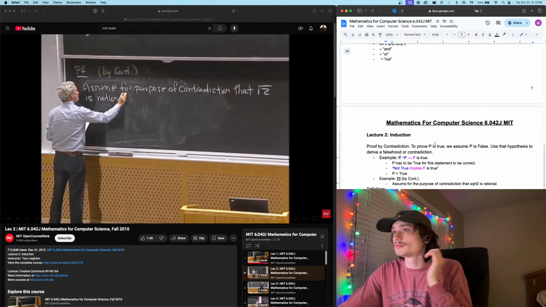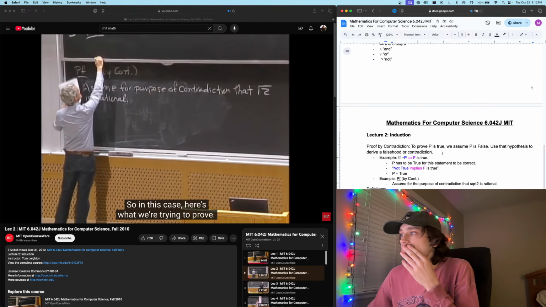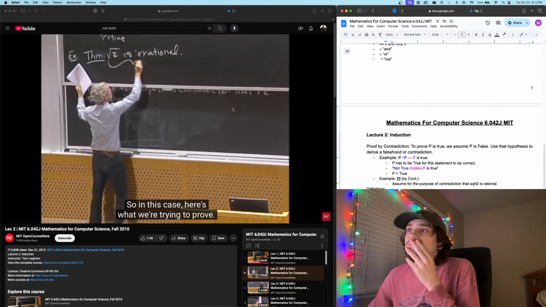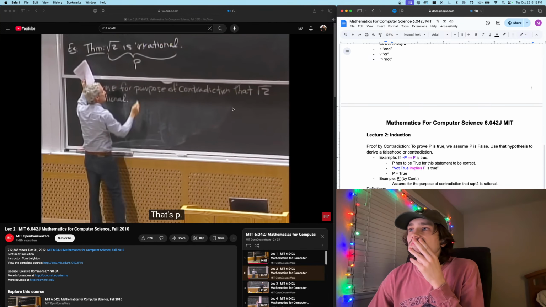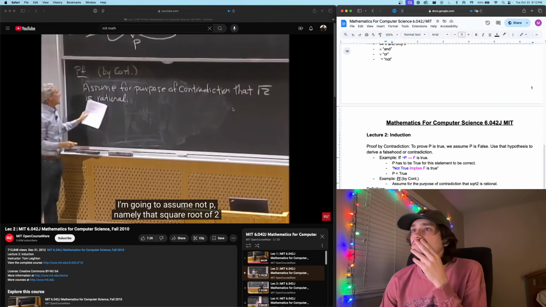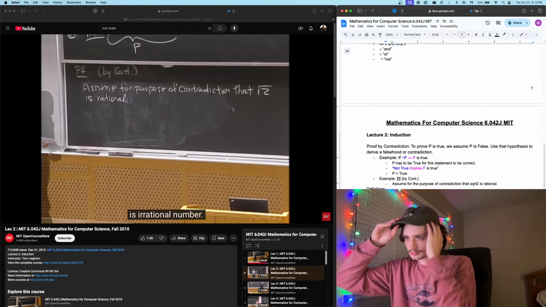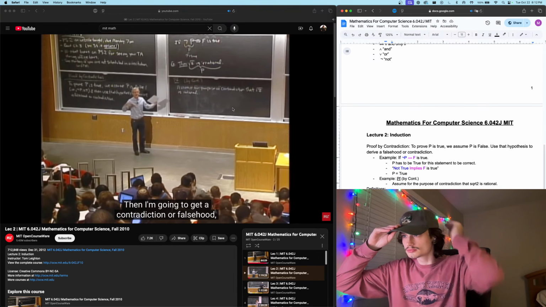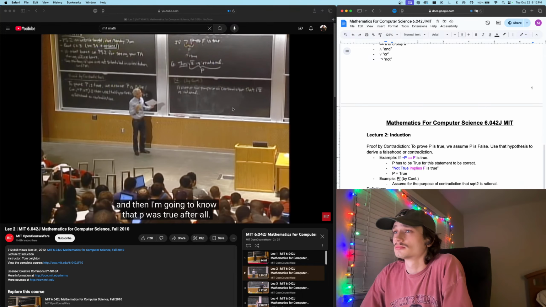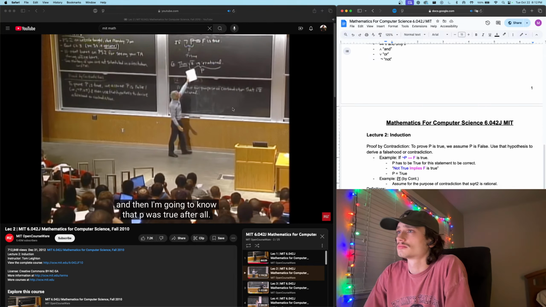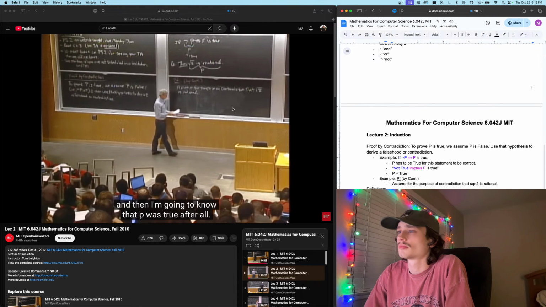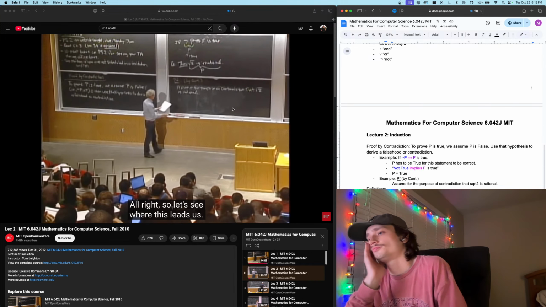Let's keep moving. So in this case, here's what we're trying to prove. That's P. I'm going to assume not P, namely that square root of 2 is a rational number. Then I'm going to get a contradiction or a falsehood, and then I'm going to know that P was true after all. All right, so let's see where this leads us.